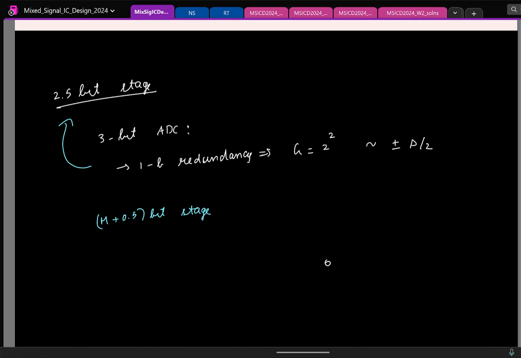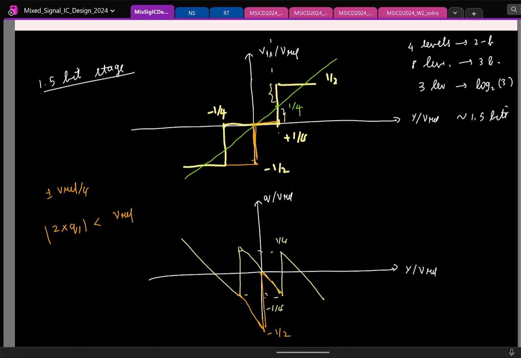This is the same thing. Let's say you have 0 and VDD. So you do the same thing, right? Here you know the reference voltages. It's minus Vref by 4 and plus Vref by 4. That's all.